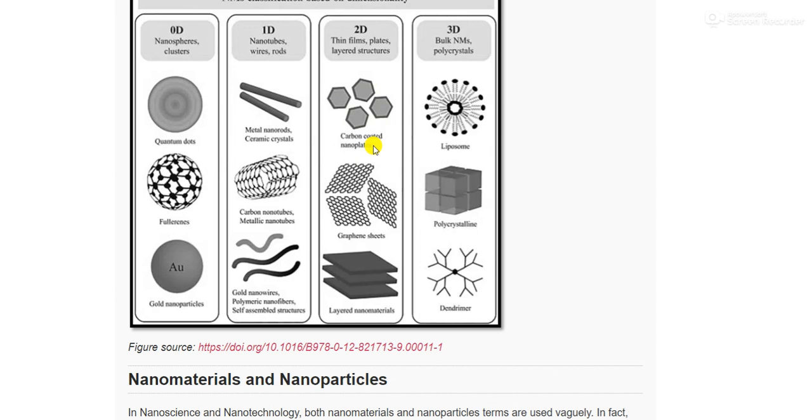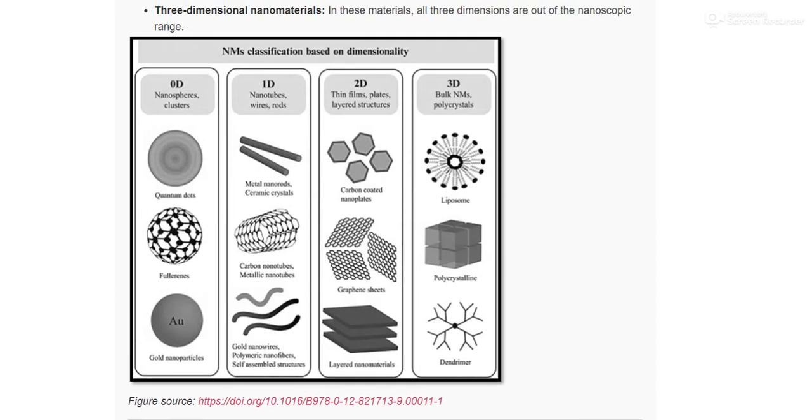In carbon coated nanoplates, over a plate made of any material, we simply coat carbon atoms using suitable synthesis techniques. And the fourth category is 3 dimensional material, that is bulk nanomaterial or polycrystals. Polycrystalline materials, dendrimers, liposomes, all these are 3 dimensional or bulk nanomaterials. So these are the 4 important classifications of nanomaterials based on dimensionality.